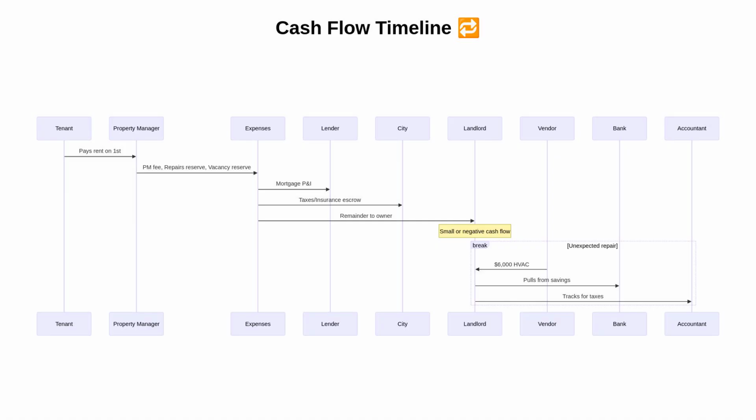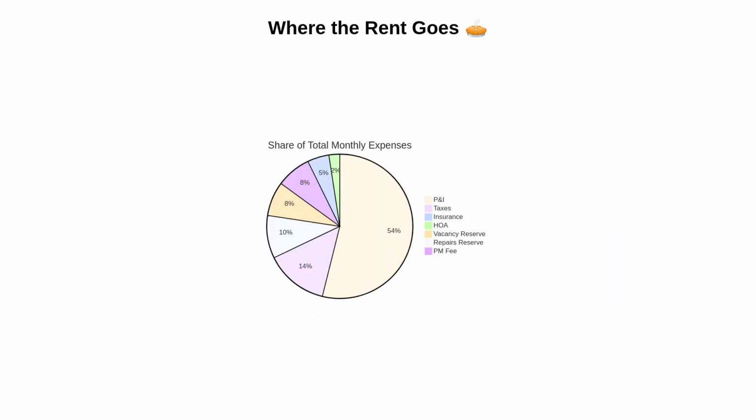An unexpected repair, such as a $6,000 HVAC replacement, triggers additional outflows from the owner's savings and creates administrative overhead at tax time. This pie chart shows how total monthly expenses are distributed.